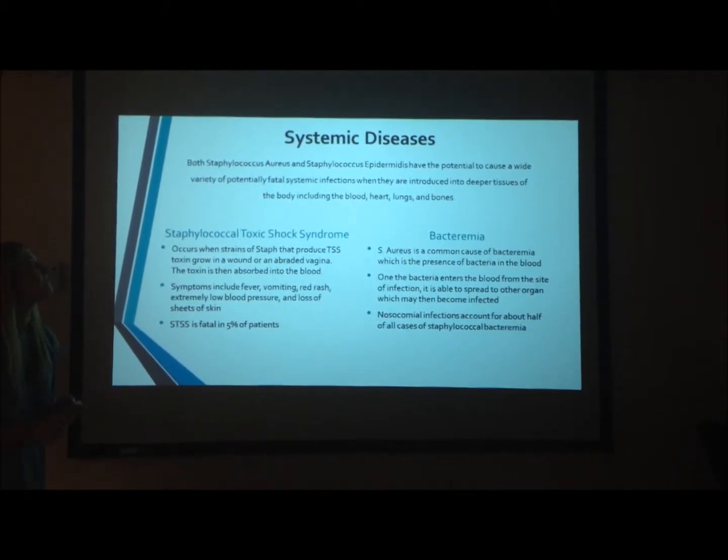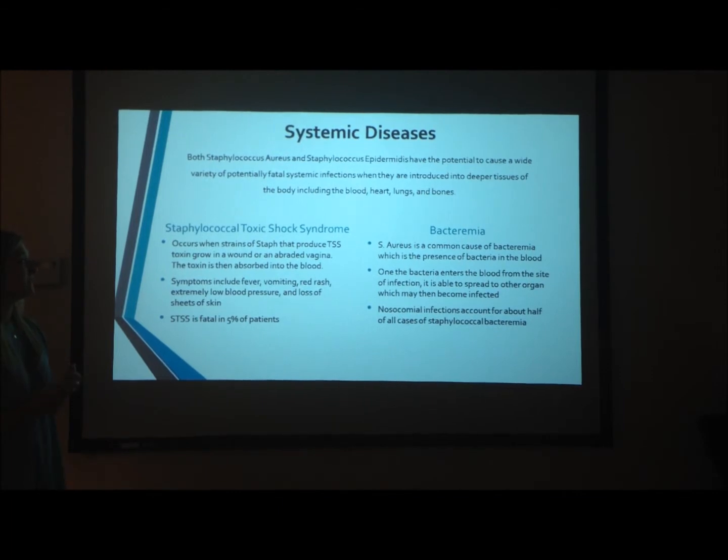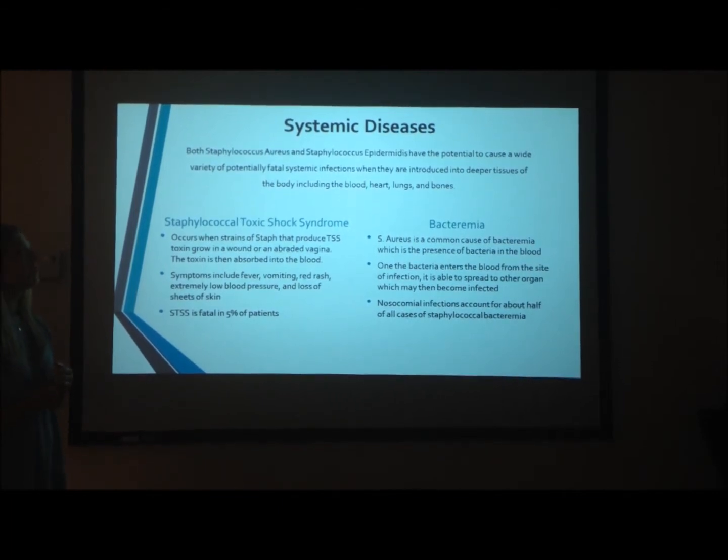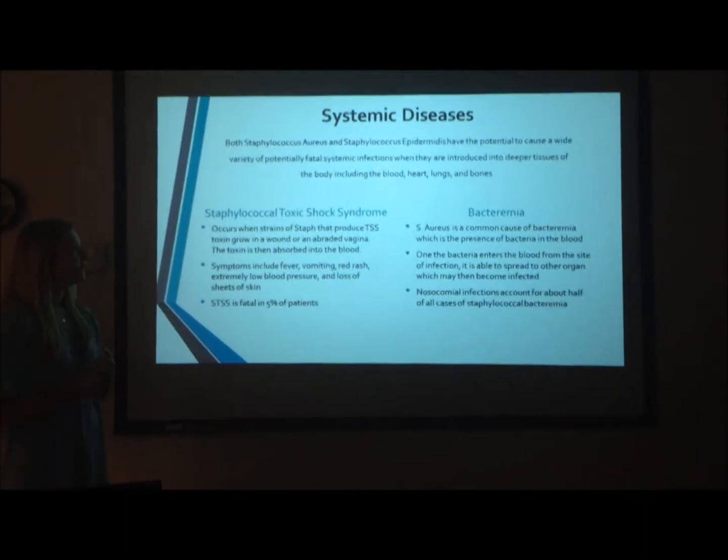Systemic diseases. Both Staphylococcus aureus and Staphylococcus epidermidis have the potential to cause a wide variety of potentially fatal systemic infections when they're introduced into deeper tissues of the body, including blood, heart, lungs, and bones.